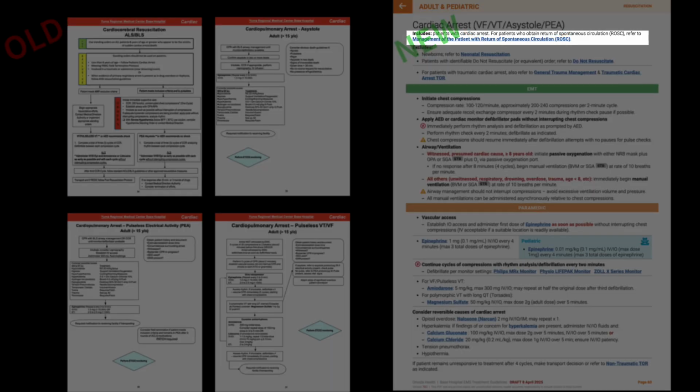Inclusion criteria are pretty straightforward. You're going to use this page for any patient of any age who is in medical cardiac arrest. We no longer split up between adult versus pediatric. If the patient has return of spontaneous circulation, you can use this hyperlink to get to the correct management guideline.